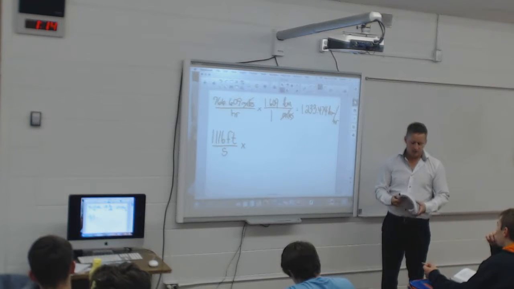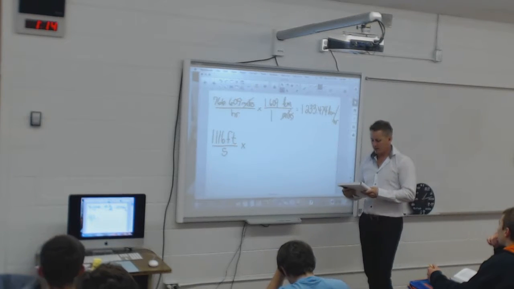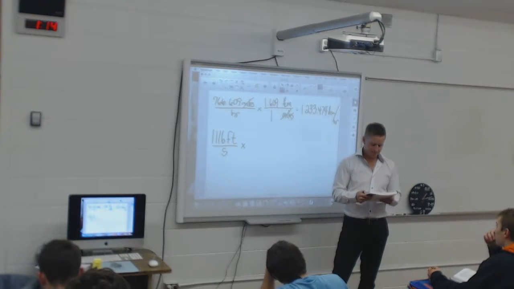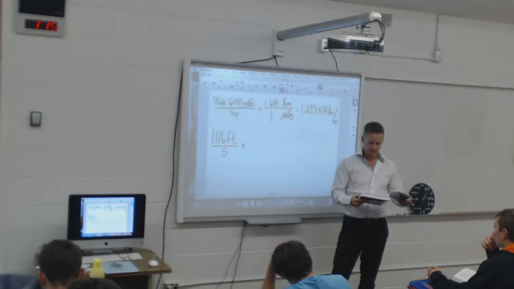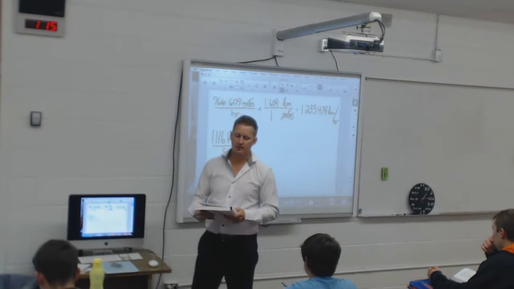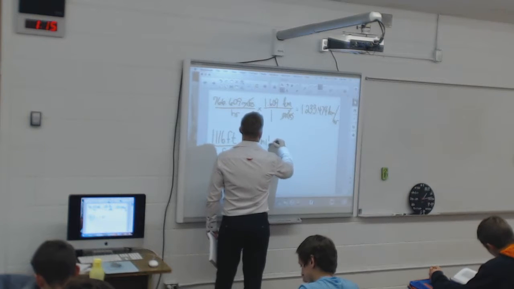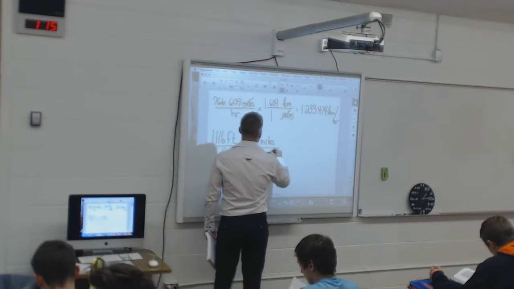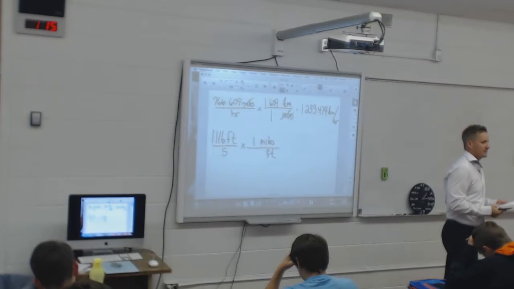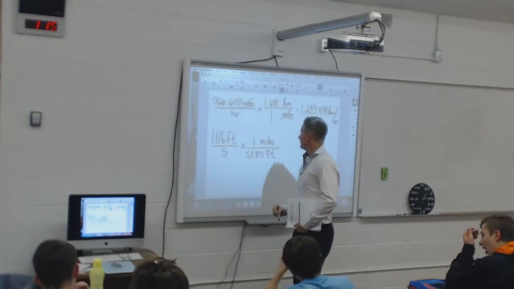Okay? So now, once I have that number written down, I need to change feet into miles. So I'm flipping back, and I'm looking on page 5, because it actually gives it to me. So go to page 5. So I'm going to change feet. How many feet are in a mile? 5,280 feet in 1 mile.